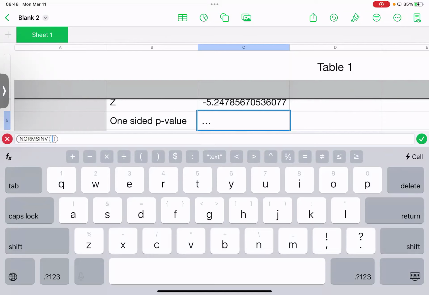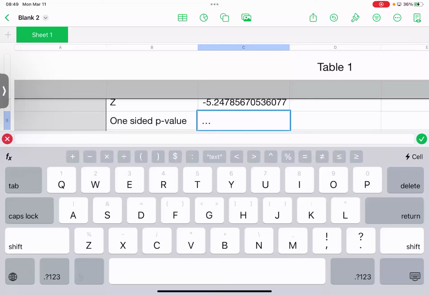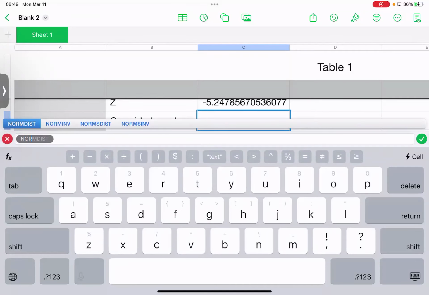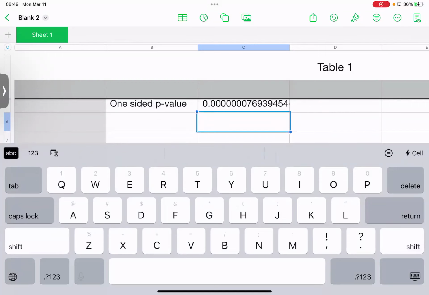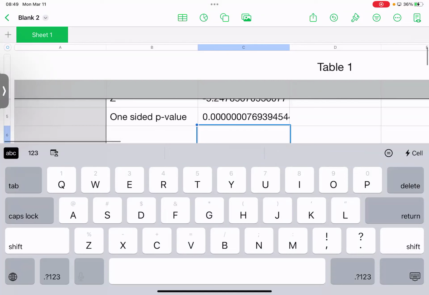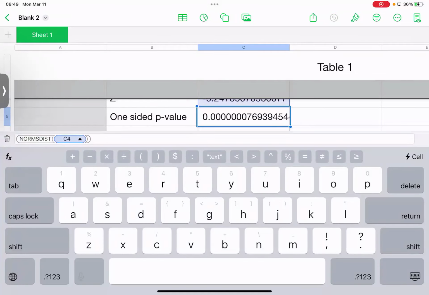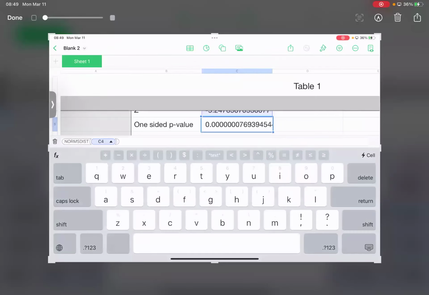Oh, we don't want the inverse. I don't want a Z. I want the p-value, so I want the norm S dist. Sorry about that. Norm S dist to match Excel, hopefully. And then I want to give it the Z value, which is the one up above here. So I get this.